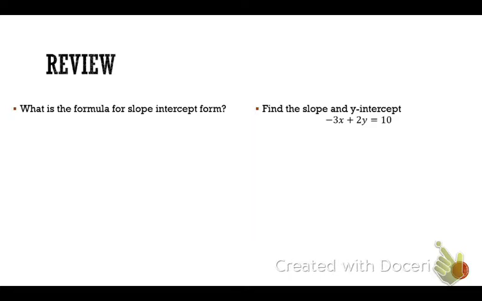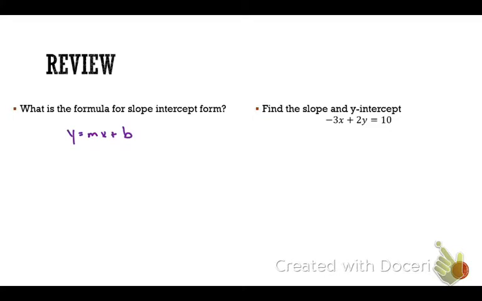What is the formula for slope-intercept? y equals mx plus b. Okay, you have a question on your test tomorrow where you need to find the slope and y-intercept. So go ahead and do that. Negative 3x plus 2y equals 10. Go ahead and find your slope and your y-intercept, please.